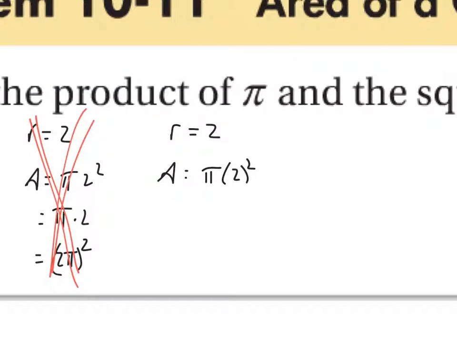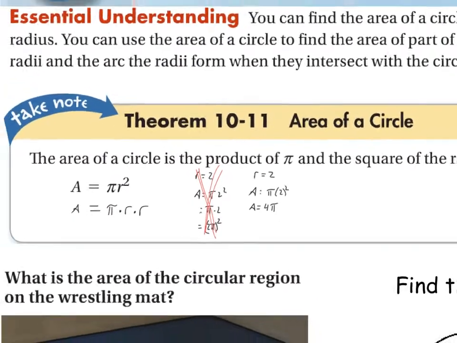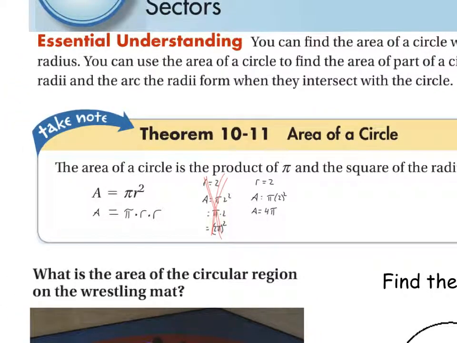Well, what's 2 squared? You have to remember PEMDAS. PEMDAS says that you do parentheses, then you do exponents before you do any multiplication or division or addition or subtraction. And so you have to calculate 2 squared first, which of course is 4. And so then 4 pi is the correct answer in this particular problem. That's the exact answer, right? So only the r is squared in pi r squared.